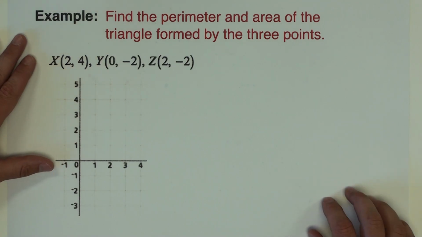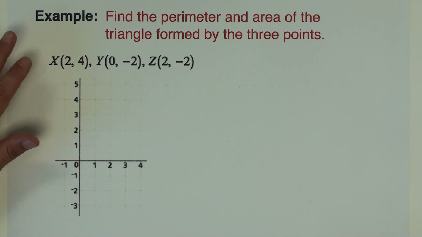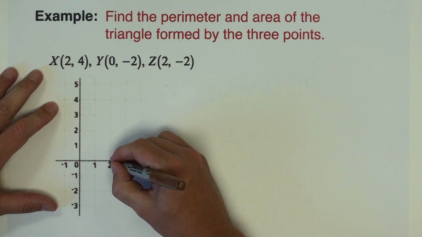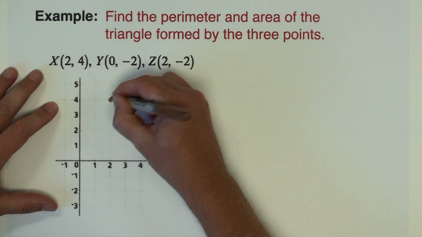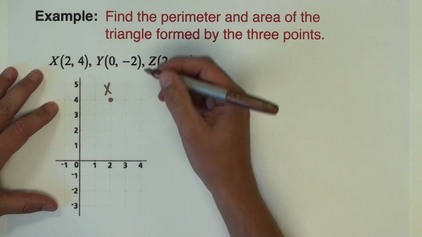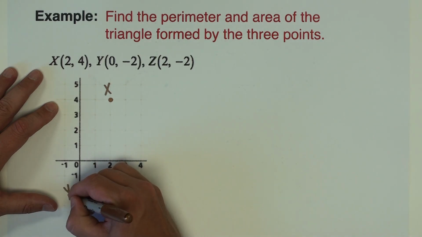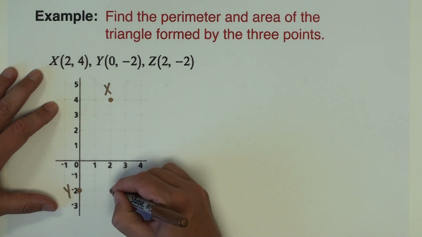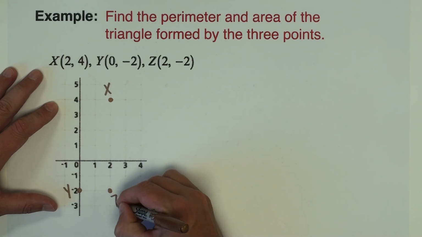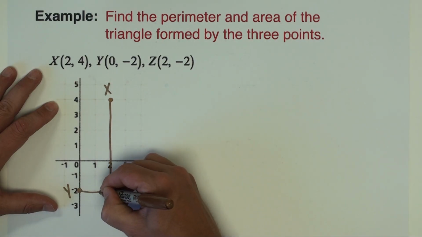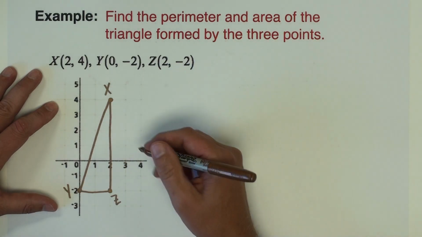Okay, find the perimeter and area of the triangle formed by the 3 points. So let's plot it out first. Point X is at 2, 4. Point Y is at 0, negative 2. And Z is at 2, negative 2. So I've got this triangle right there.